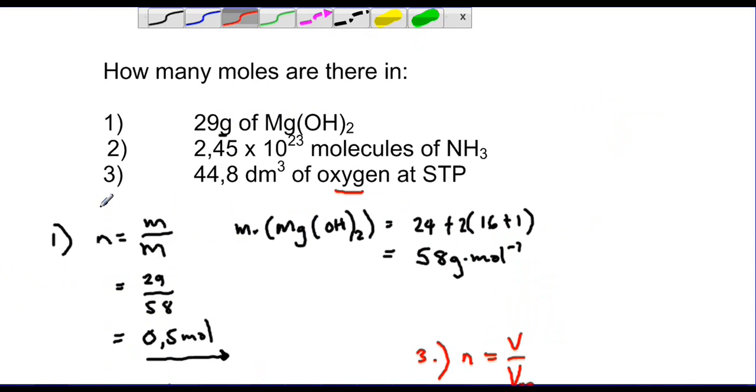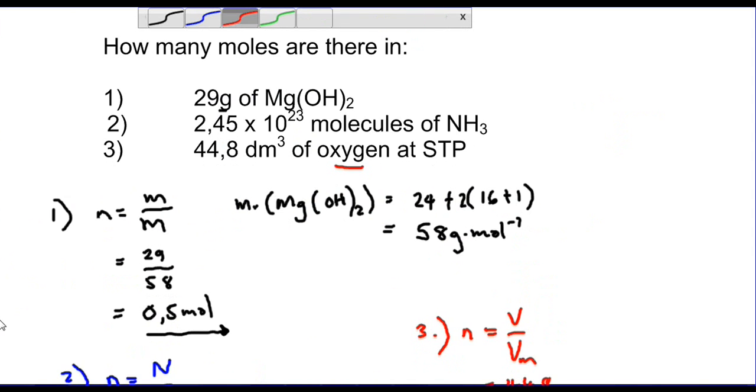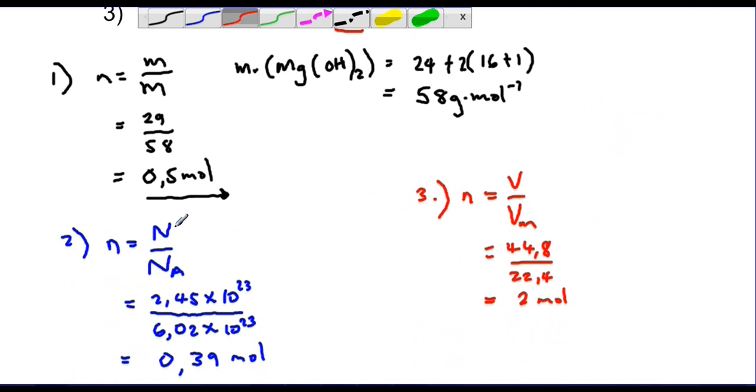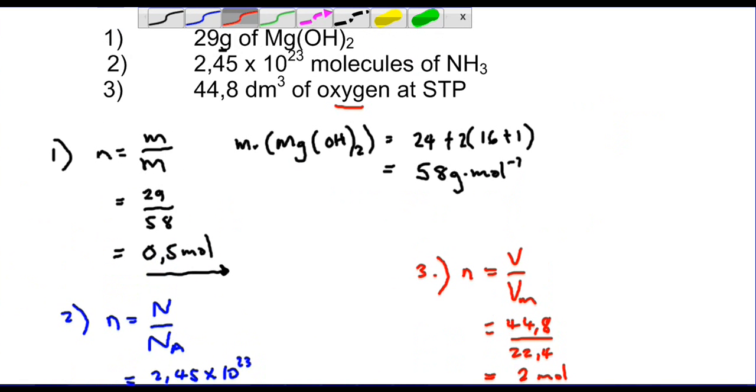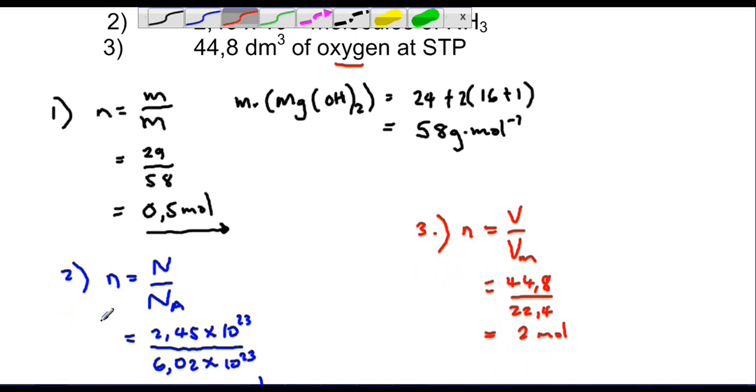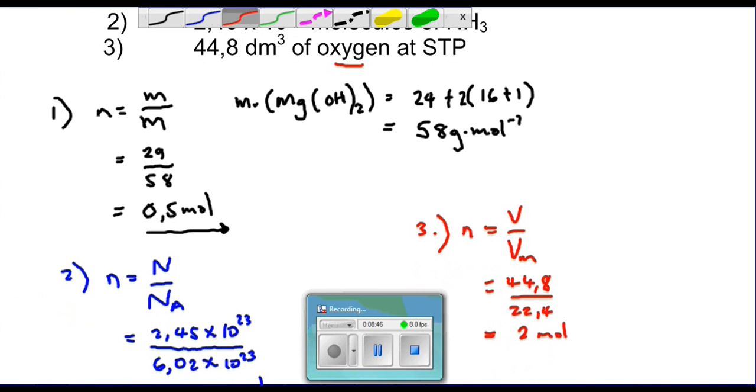And if we have number of molecules, 2.45 times 10 to the 23 molecules, then we use the equation n is equal to N over Na, where Na refers to Avogadro's number, which is a constant. And if we are given 44.8 dm cube of oxygen gas, if we are given volume, then we say n is equal to V over Vm, which will be 44.8 over 22.4, and we get an answer of 2 moles. So that is the basics referring to mole calculations.